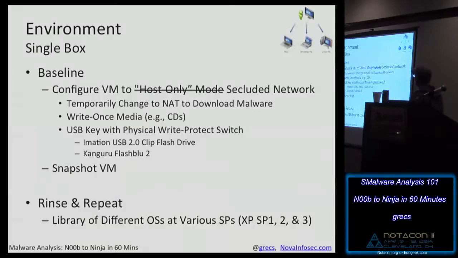I think one of the common questions that comes up is how do you get the malware on the box, right? What a lot of people do, if it's located on the network, is temporarily turn it on to NAT, get the malware, and then turn it off. You can use CDs. You can use USB drives with a physical write protect switch, so that may be safe. But at a certain point, like I said, you just snapshot it, and that's your baseline. And then rinse and repeat.